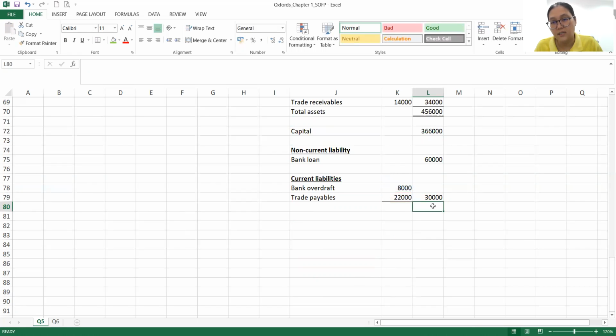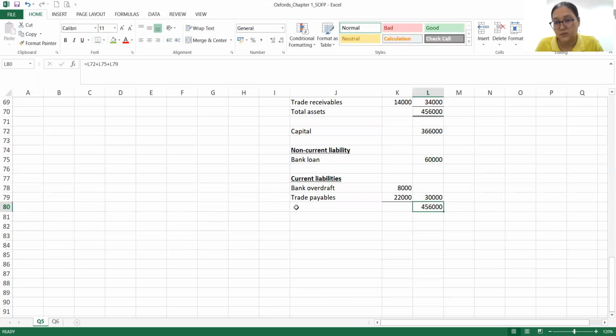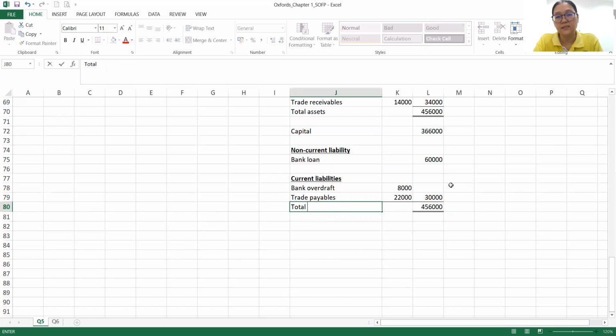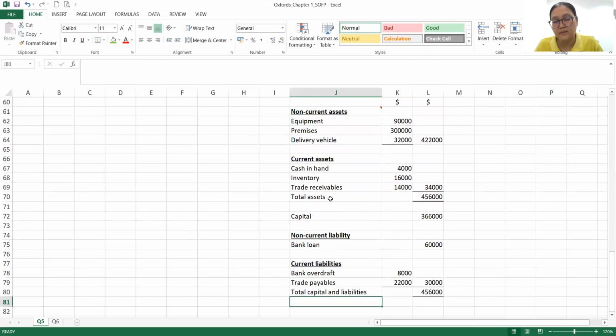So 30,000. After that, we just need to add capital and the liability together to get the total. You can put it here, total capital and liability. If you don't put it, also fine. So that is about the concept. Always remember our asset and the liability must be the total asset and the total capital and liability must be the same. That is under the accounting.